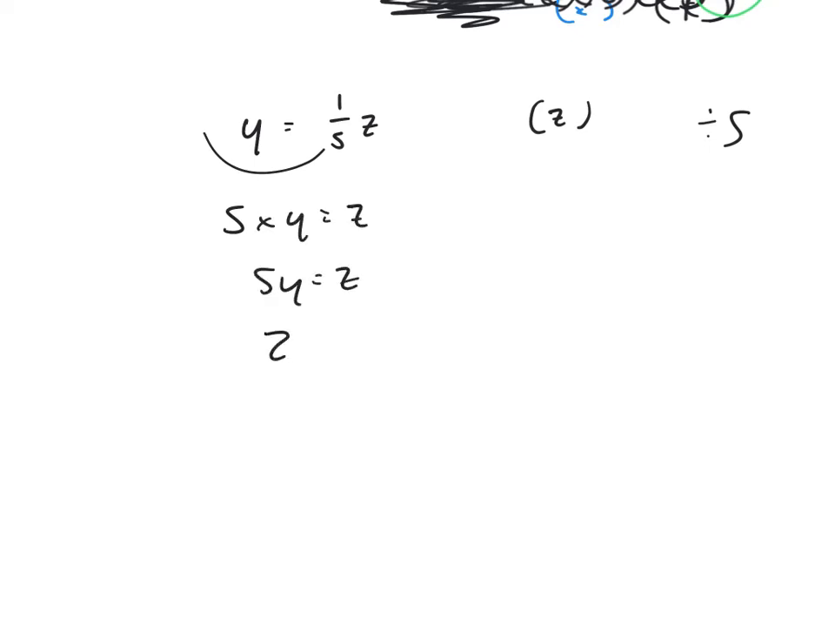Okay, and another. y equals 1/5 z. Change the subject of the formula to z. Okay, so remember that a fifth is the same as dividing by 5, so the opposite of that is to times by 5. 5 times y equals z. Shorten that right down. 5y equals z. Final answer.